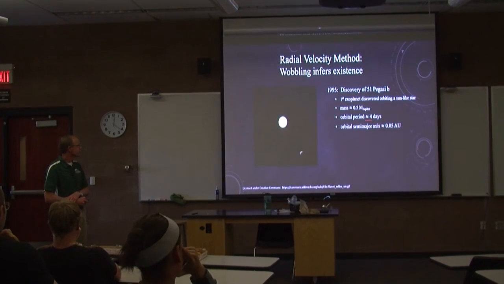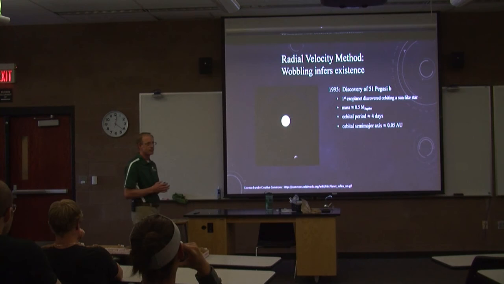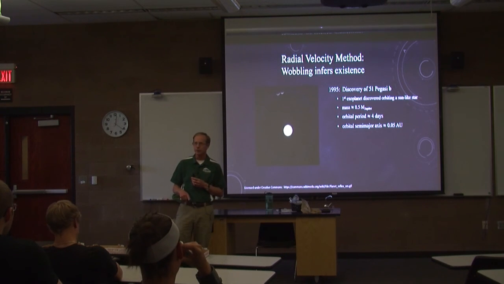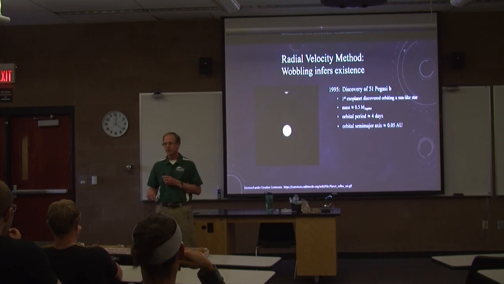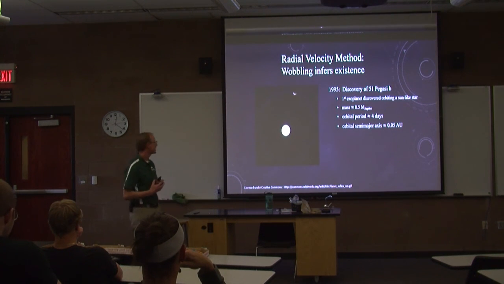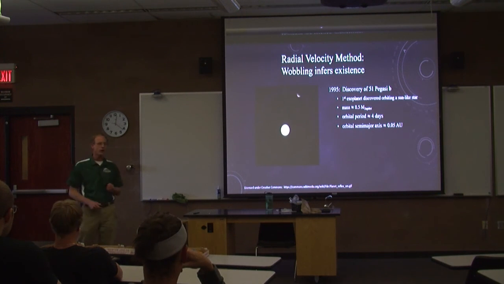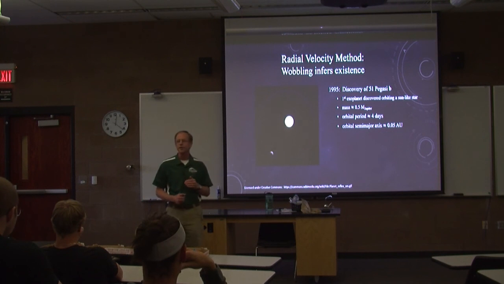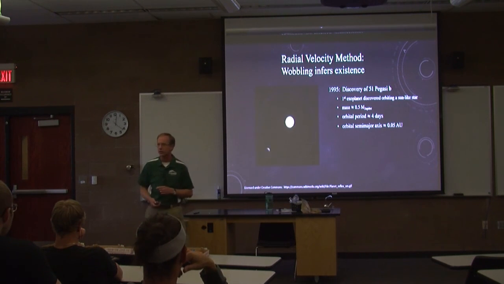The one thing you'll notice there, though, is that the orbital period is 4 days. It takes this Jupiter-sized object 4 days to go around the sun, which means the year for that planet is 4 of our days, right? That's pretty quick. 96 hours, and another year's gone by. It swings around pretty rapidly. The orbital semi-major axis is 0.05 astronomical units, 1/20th the distance from Earth to the sun, is how far away this thing is traveling around its star.